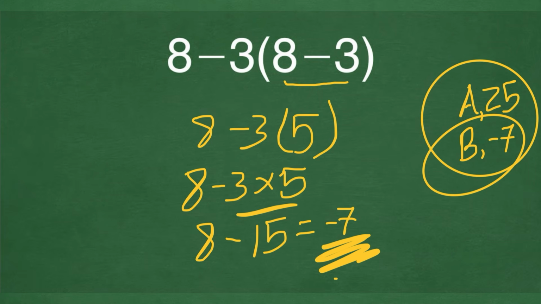Here's the one-line version to remember. Multiplication always comes before subtraction. So 8 minus 3 times 5 works out to negative 7, not 25.